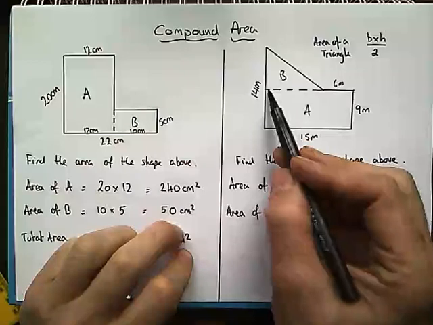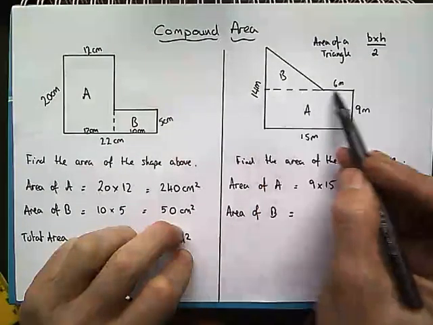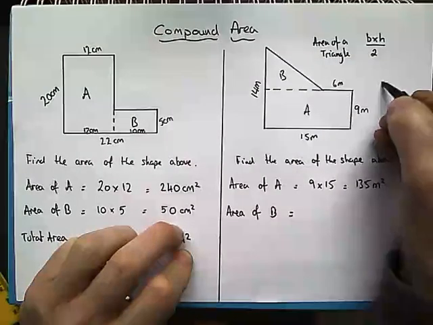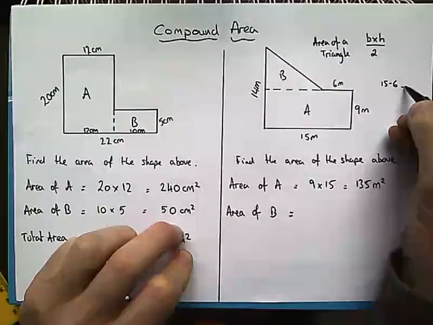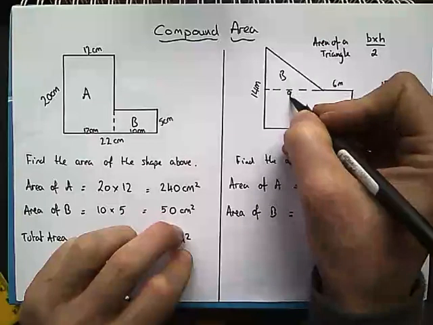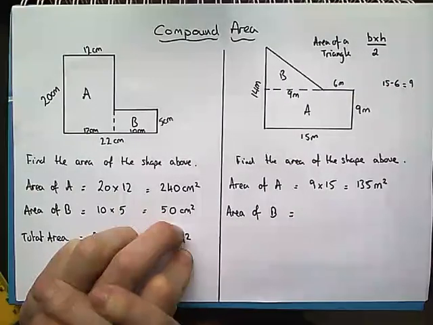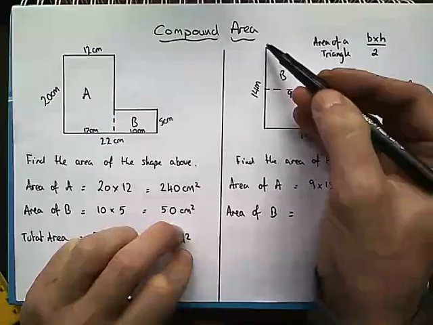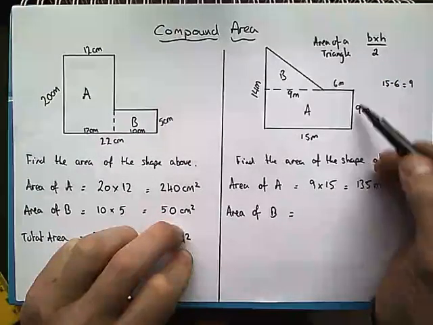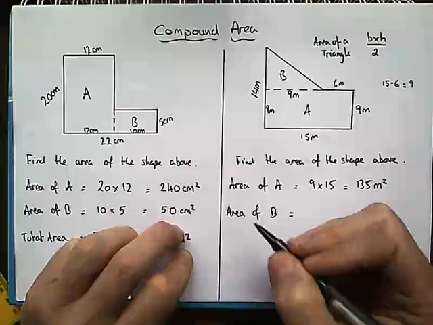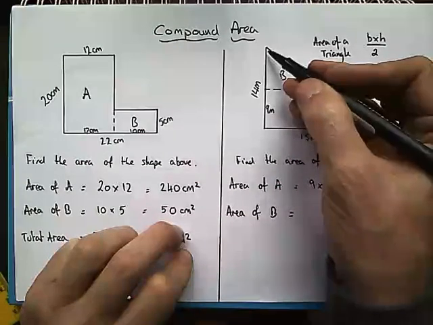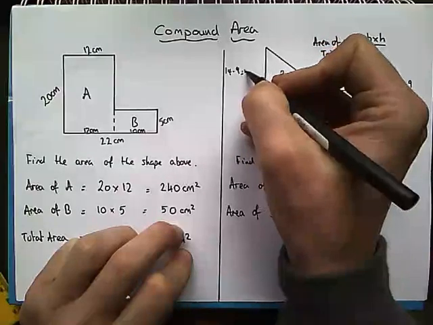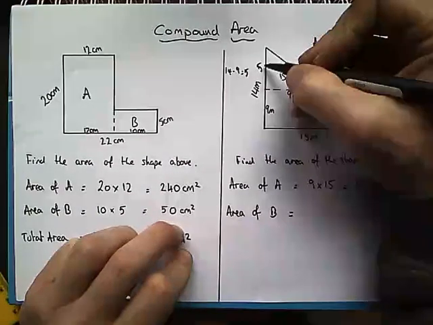Now I know this distance all along here must be equal to 15. So 15 take away 6 equals 9. So therefore this is 9 meters of a base. 9 plus 6 makes 15. 14, this bit here is 9. So what do I need to add to 9 to make it up to 14? 14 take away 9 equals 5. So this must be 5 meters.